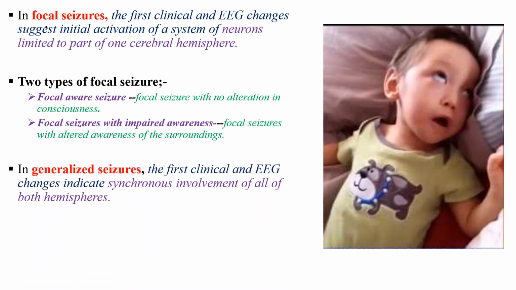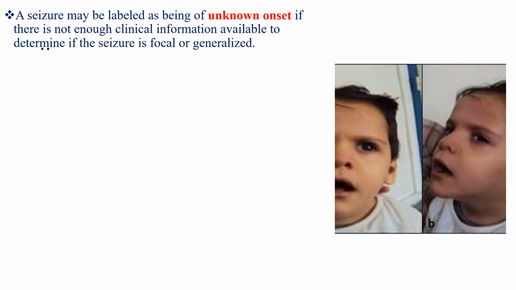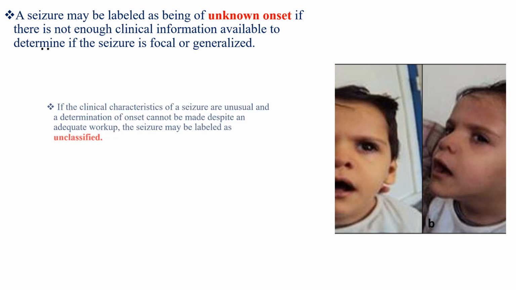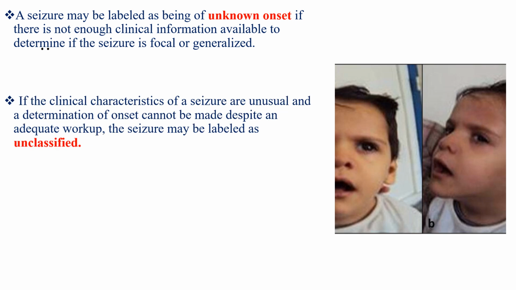In generalized seizure, the first clinical and EEG changes indicate synchronous involvement of both hemispheres. A seizure may be labeled as being of unknown onset if there is not enough clinical information available to determine if the seizure is focal or generalized. We don't have adequate clinical information or imaging or EEG to say it is generalized or focal. We call it, at this time, unknown onset, but later we can classify it when we know the clinical information to categorize it. If the clinical characteristics of a seizure are unusual and the determination of onset cannot be made despite an adequate workup, the seizure may be labeled as unclassified.